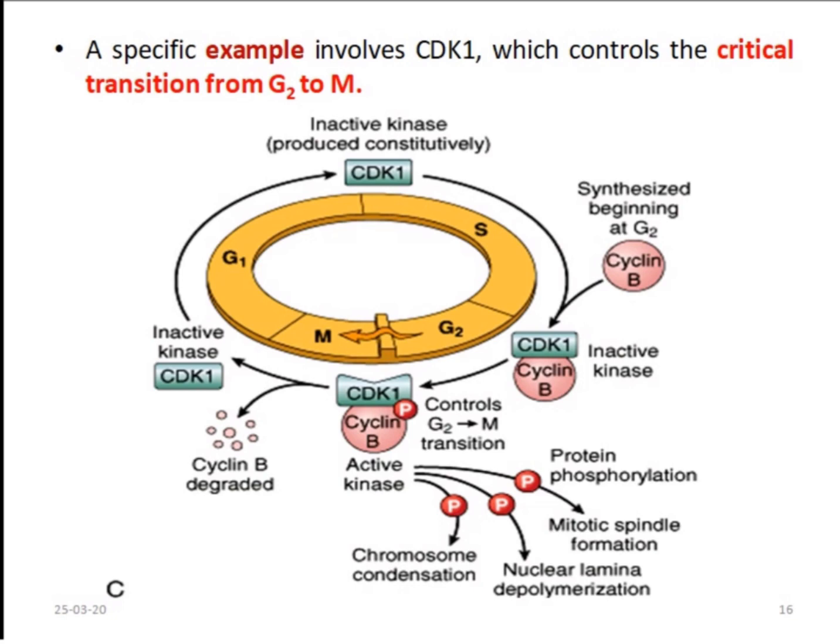So what are the things happening there? Mitotic spindle formation is happening, nuclear lamina depolymerization is happening, chromosome condensation is happening. So many processes are happening in this particular phase. Okay, so go through this particular cycle and you can understand the role of the cyclins and the CDKs.